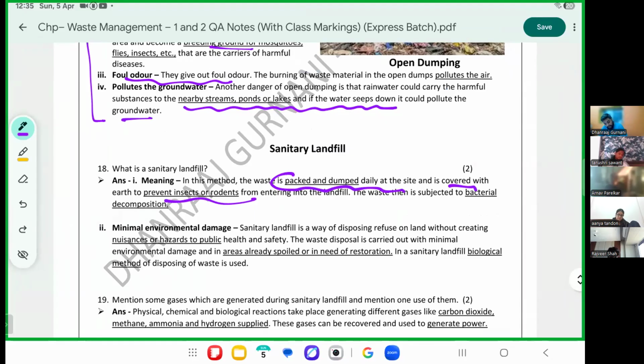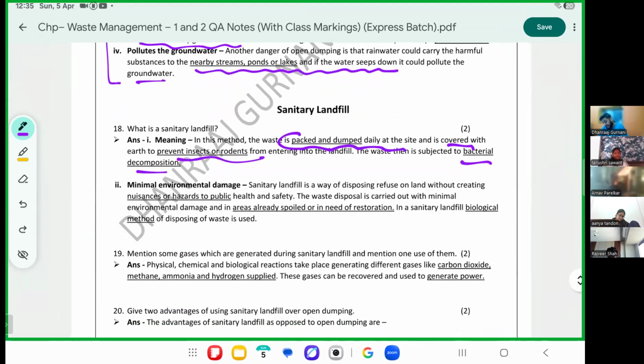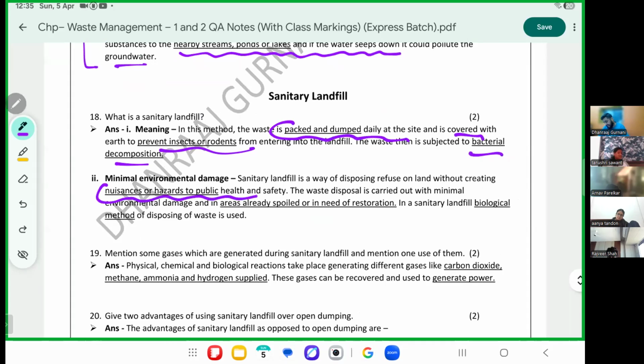It then goes under bacterial decomposition. Sanitary landfill is a method of disposing refuse on earth without creating nuisance to public health and safety. It is a far better method than open dumping. It takes a little more effort. You have to dig the earth, pack the waste, throw it inside and then close the earth. It is a little effort-putting way, but it is far better than open dumping.